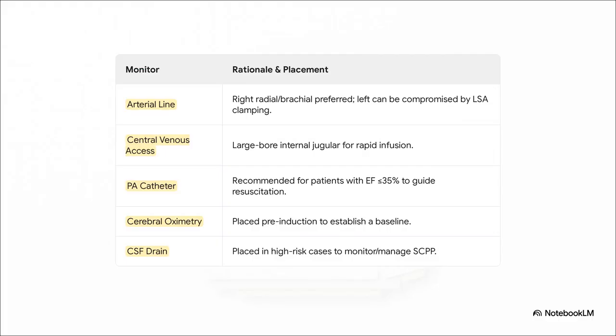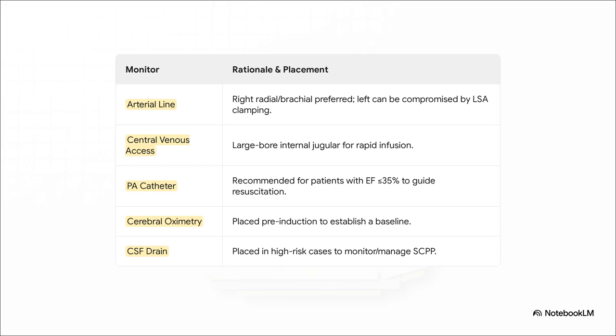Our monitoring setup needs to be rock solid, and every piece has a purpose. That preference for a right-sided A-line, it's not just a suggestion. During a TEVAR, the surgeon might cover or clamp the left subclavian artery. If your only A-line is in the left radial, it's going to flatline right when you need it the most. You have to have large bore central access, no question. We need the ability to give volume fast.